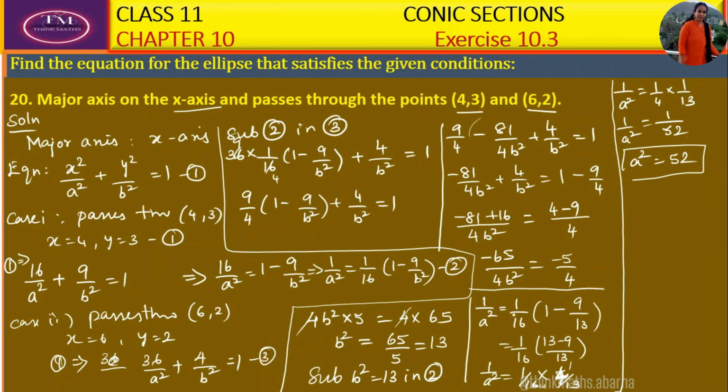And here we got b square equal to, where did we get b square? B square is 13. Yes, b square equal to 13 here. Okay, b square equal to 13. So what is the equation? The equation is x square by a square. So x square by 52 plus y square by what is b square? It is 13 equal to 1. So this is the required equation.